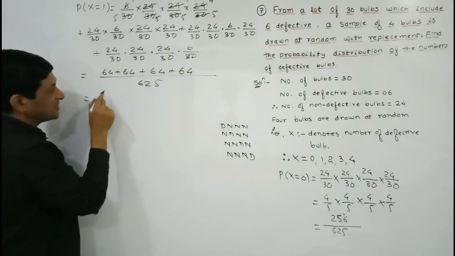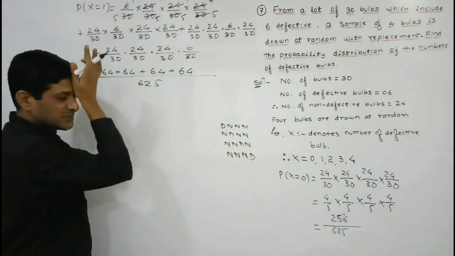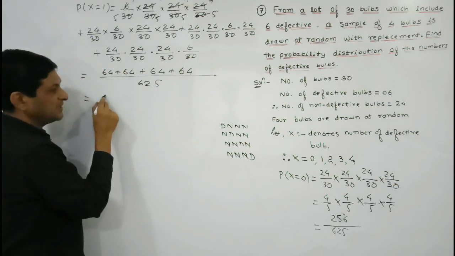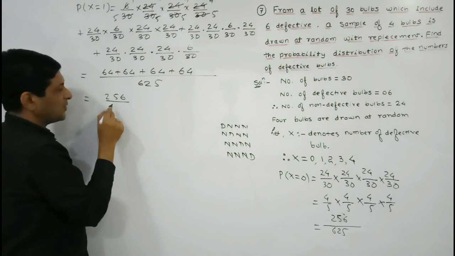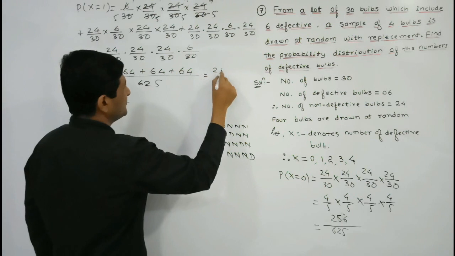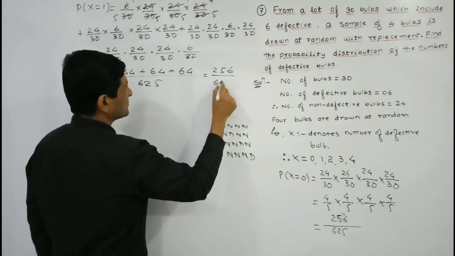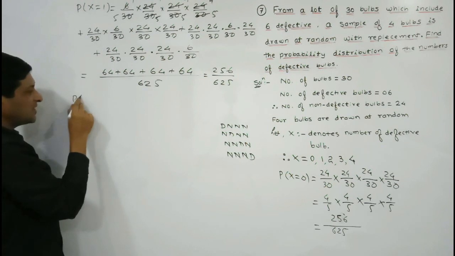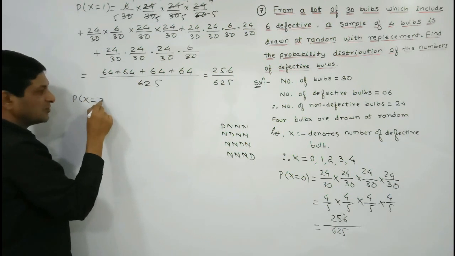Let us check its addition. So 64 plus 64 will be 128 plus 128 will be 256 upon 625. चलो यहीं पे लिख लेते हैं. So 256 upon 625. This probability we are getting in the second case. Now we are finding probability when x is equal to what, 2.